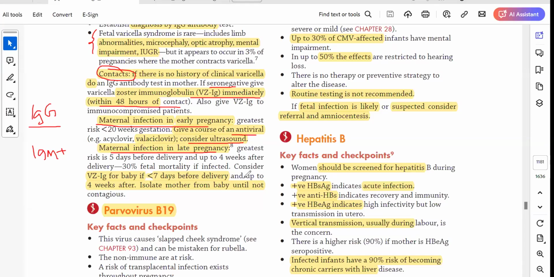If maternal infection happens in late pregnancy, maybe at the end of the pregnancy, the greatest risk is from 5 days before delivery up to 4 weeks after delivery. So if the mother gets infected in late pregnancy, consider giving varicella zoster immunoglobulin for the baby. If the mother gets infected less than 7 days before delivery, up to 4 weeks after delivery, so between 1 week before delivery and 4 weeks after delivery, then you need to give the immunoglobulin to the baby.